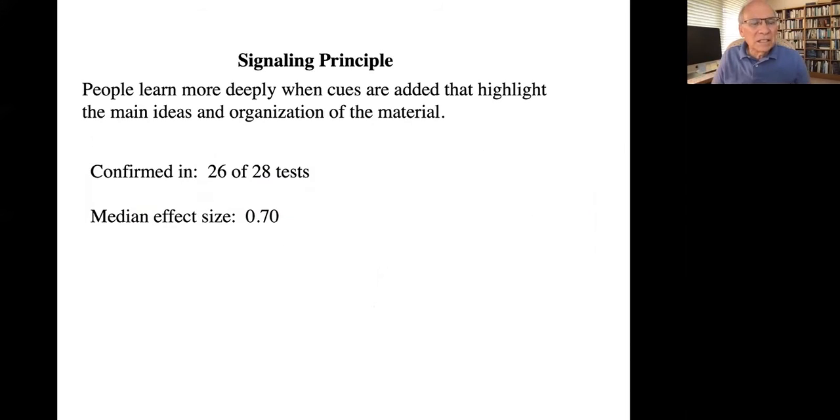What we find is that people learn better, more deeply, when we add cues that highlight or signal the main ideas and organization of the material, either verbally or visually. In 26 out of 28 experiments, we get that pattern, and the median effect size is 0.7, which again is a good size effect. So now we have two ways of reducing extraneous processing, both the coherence principle and the signaling principle. Let's see what else.